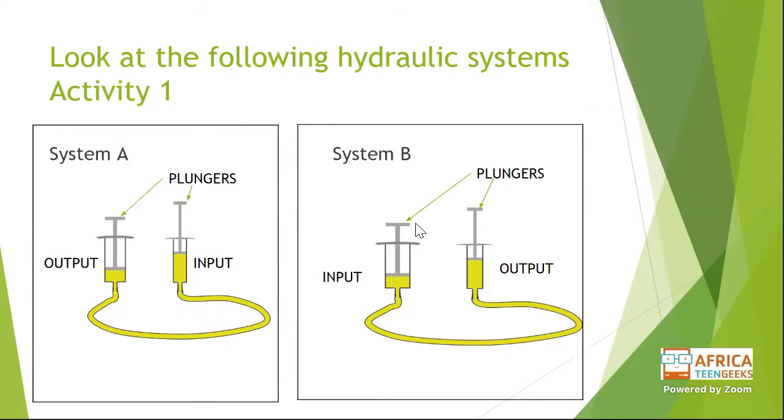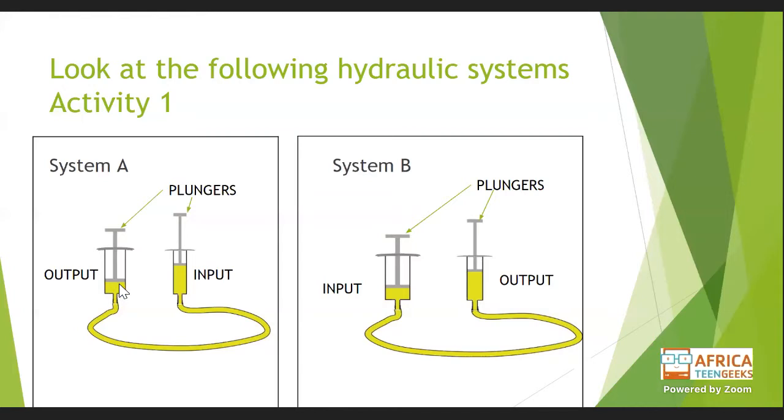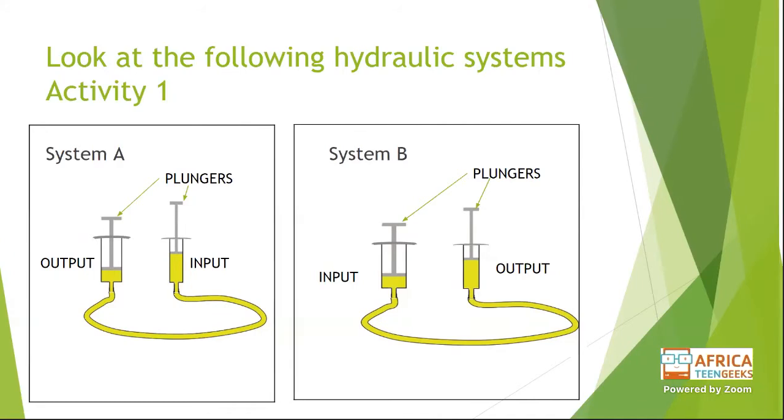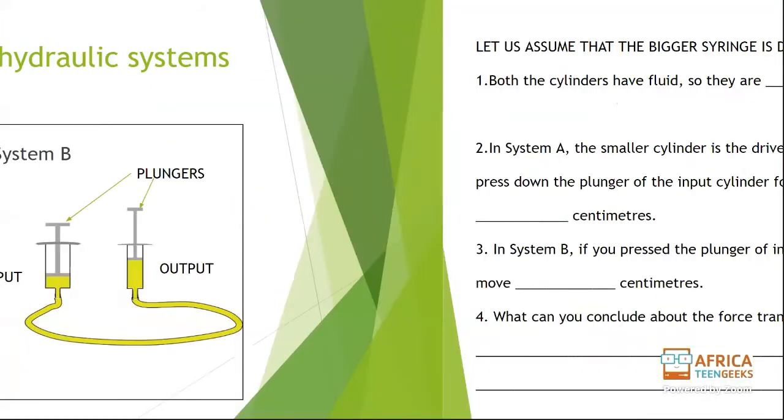Your conclusion? What happens when this is the driver or the master or the input cylinder driving this one? What do you think will be the movement here? And what happens when this one is the master, the driver, or the input? Now, when force is applied here, what is the act of the force here? Think about that and make your conclusion. Write down your answer, okay? So that you show an understanding of what we did yesterday.